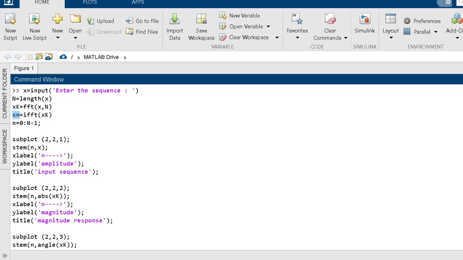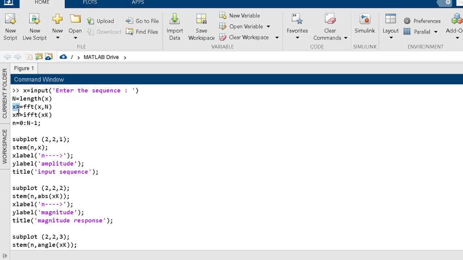For lab activity number 5, we are tasked to get the FFT and the IFFT of a given sequence. First thing we have to do, of course, is get the sequence from the user. Then that inputted sequence will be stored in the X variable. Then the length of that inputted sequence would be stored in the N variable.